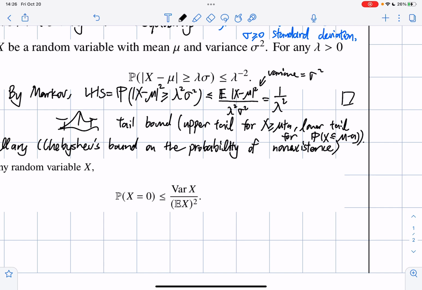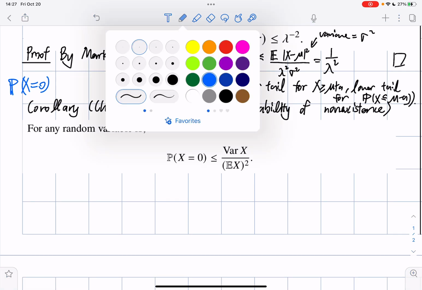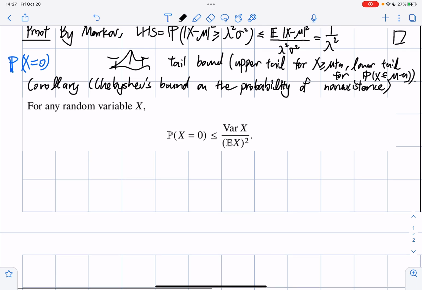And if you provide additional assumptions on the random variables, for example, independence. We are often interested in upper bounding the probability of non-existence, which means the probability of X equal to 0. And Chebyshev's inequality yields the following bound, which means for any random variable X, the probability of it being 0 is less than or equal to variance over square of mean. It follows directly from Chebyshev's.